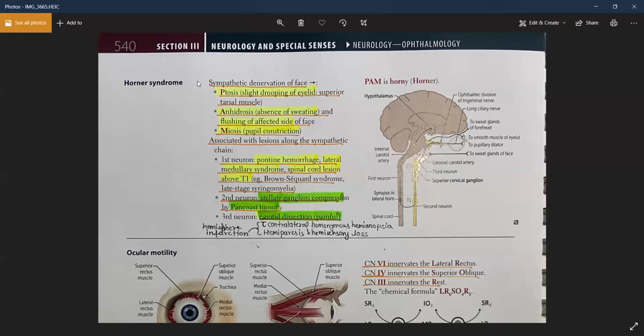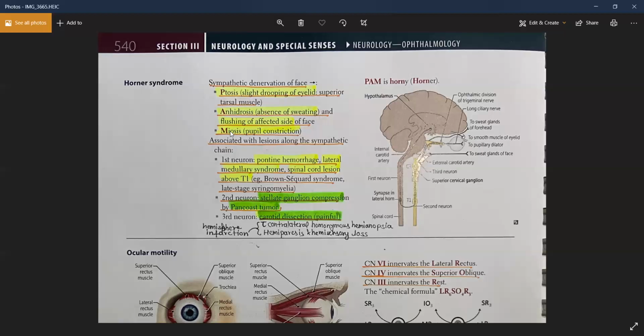Along with that, you also have Horner syndrome, right? These are the damaging of the neurons, and these are the symptoms you will get. The patient will have drooping of the eyelid, flushing of the face, and miosis, the pupillary constriction. With the first neuron damage, you will have other symptoms also, like contralateral hemiparesis and hemisensory loss, right?